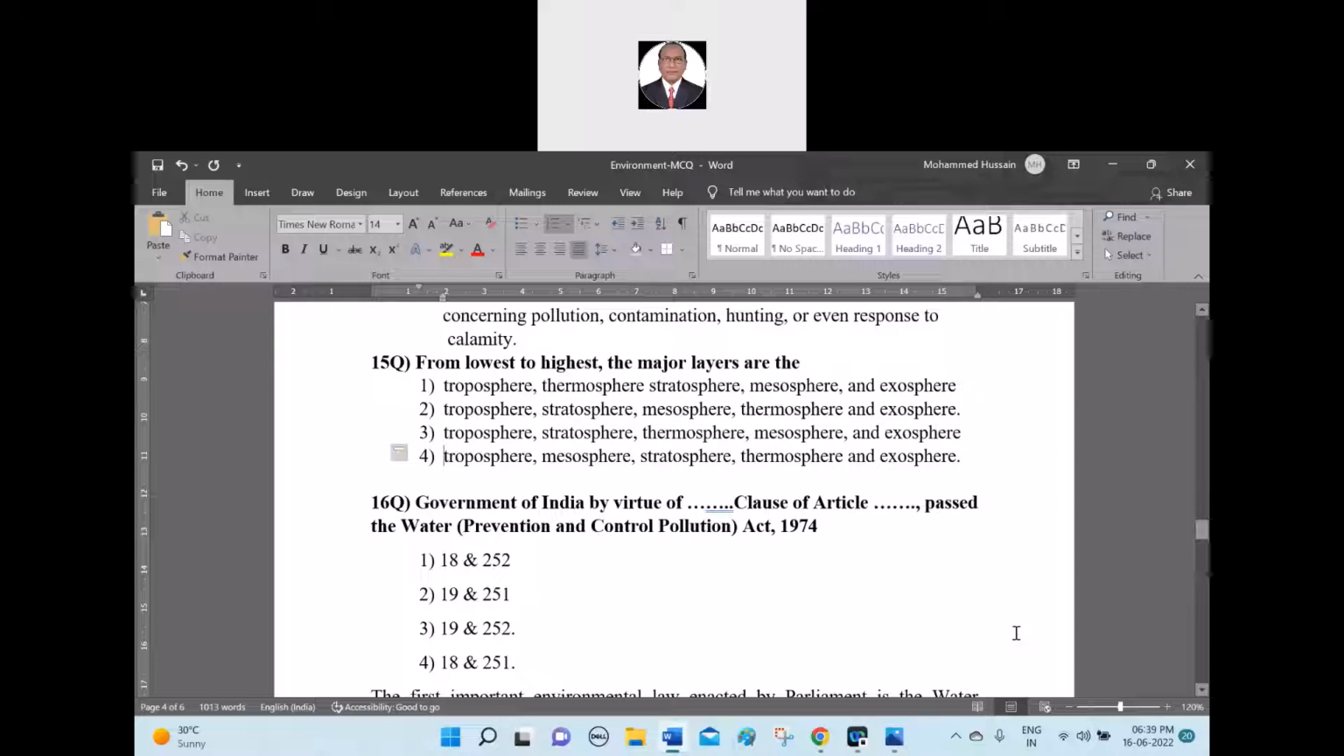Unmute and read. 16th question. Government of India by virtue of dash, clause of article dash, passed the Water Prevention and Control Pollution Act 1974. Option 1, 18 and 252. Option 2, 19 and 251. Option 3, 19 and 252. Option 4, 18 and 251.